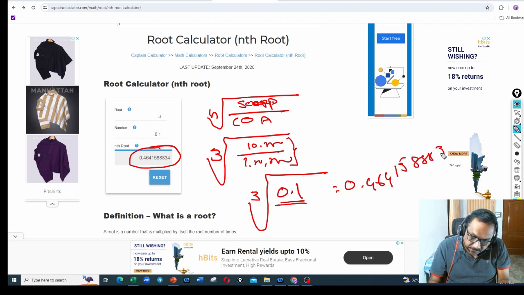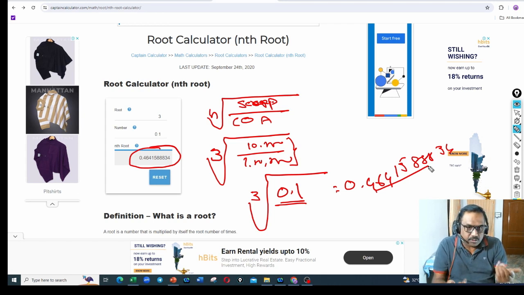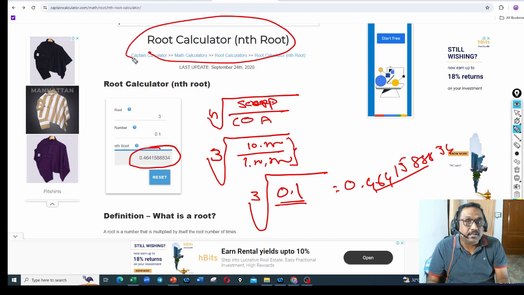0.464158888. This is how you need to calculate nth root. For that purpose, you will have calculators. All calculators will have this option to calculate nth root. Since I cannot show you the calculator here in the video, I took this nth root calculator in Google, and I showed you how to calculate this value. Hope you are very clear on this point.